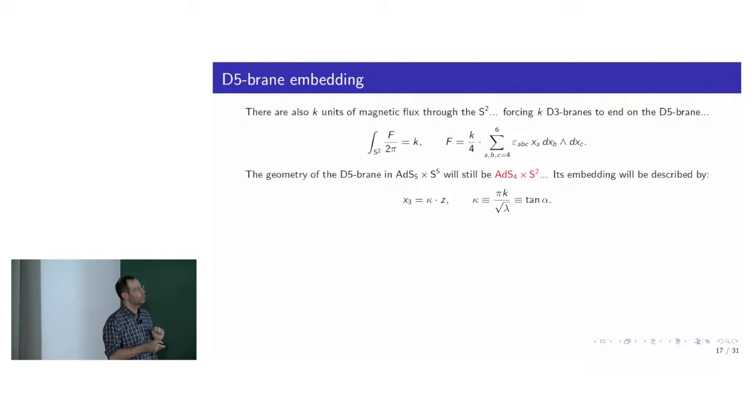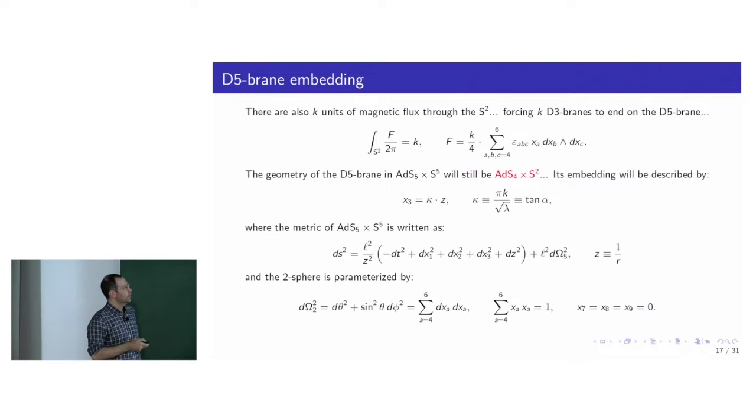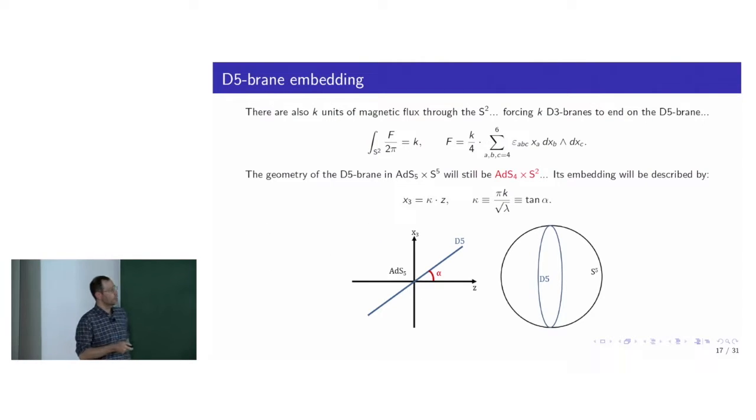And of course, the metric of AdS5 is written here for completeness. And the two-sphere, of course, is parameterized by these coordinates. Yes, and of course, as I said, we now have a tilted D5 brane, where in the case alpha is different than 0, the brane is tilted now.